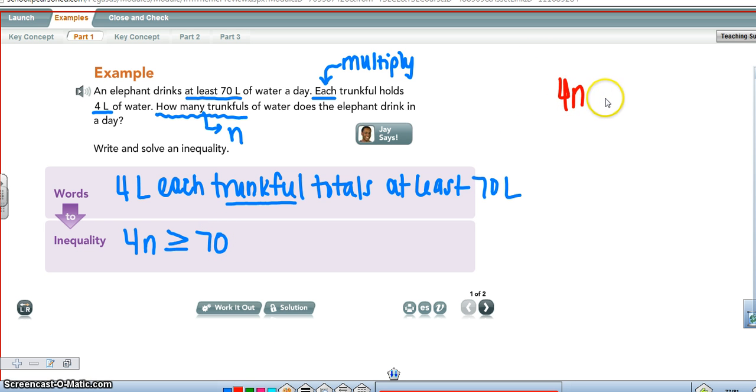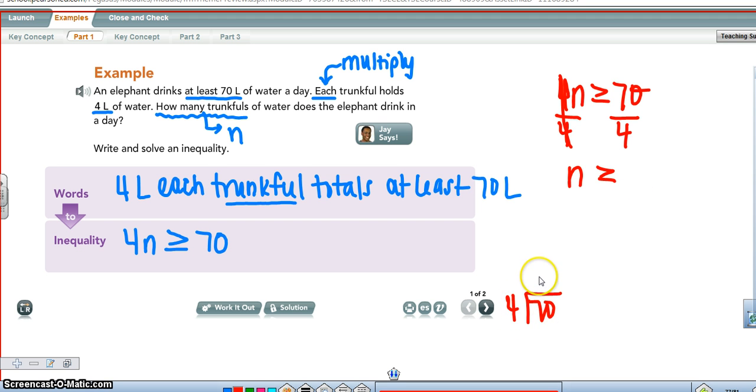Now this is a multiplication expression, and so we would solve it by doing a division to both sides. We are dividing by a positive number on both sides, so that is okay, and that means that our inequality statement will still remain true. So let's see, 70 divided by 4. 4 goes into 7 one time.